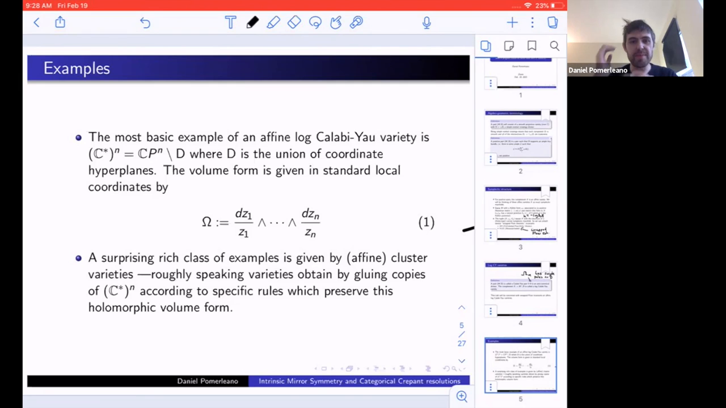And this is in some sense a fundamental example because there's a whole subject that I don't really want to get into, of cluster varieties, which give you a surprisingly rich class of examples. So these are varieties that are given by gluing copies of (C*)^n according to specific rules that preserve this holomorphic volume form. And it's quite surprising how many varieties, I haven't given the precise definition, but how many varieties you can get like this. A lot of character varieties and a lot of varieties that show up in representation theory fit into this class. So they're quite a rich class of examples of these varieties.